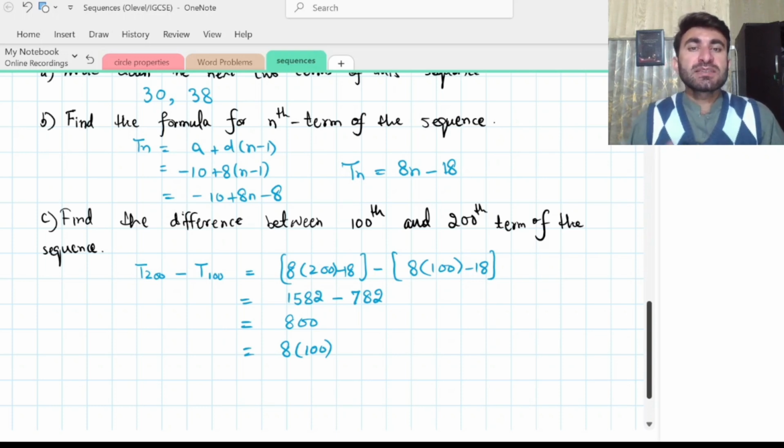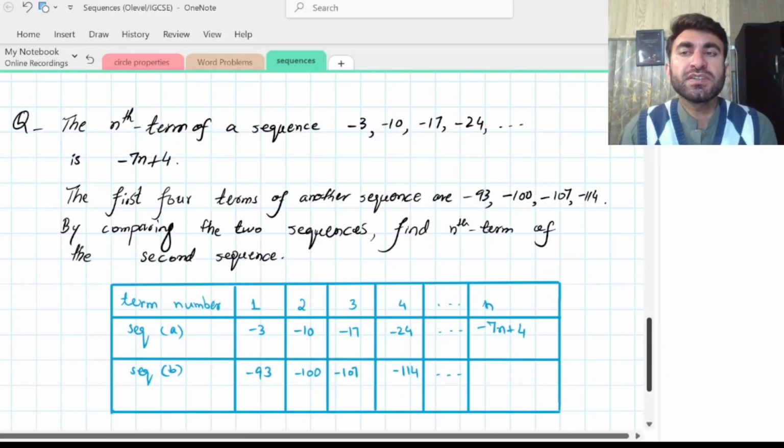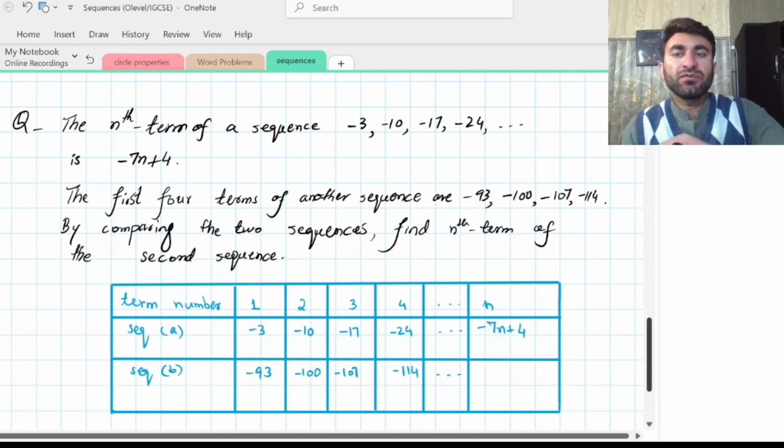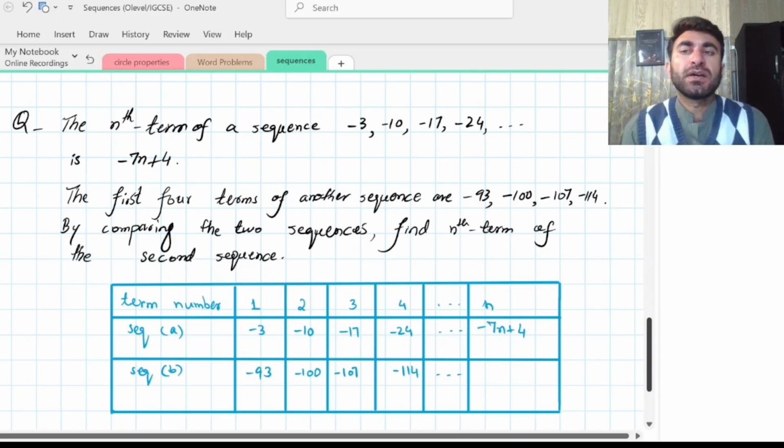Now let us discuss another question. Now here is another question, and this is an important question because such questions appear in examination, and most of the time we are to compare the two sequences as it is in this question. The question states the nth term of a sequence minus 3, minus 10, minus 17, minus 24, and so on is minus 7n plus 4.